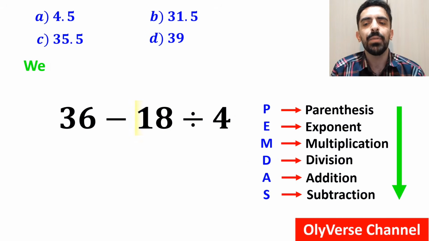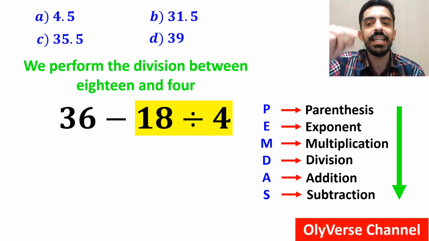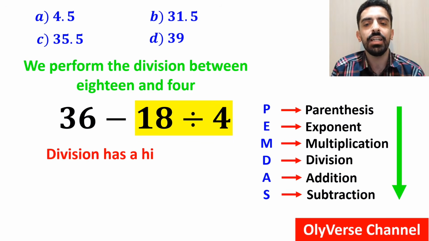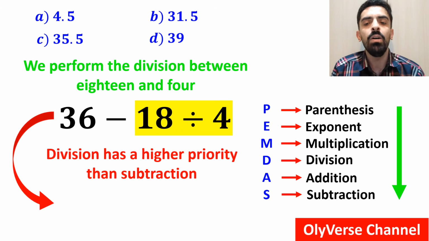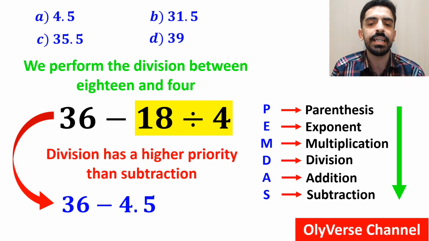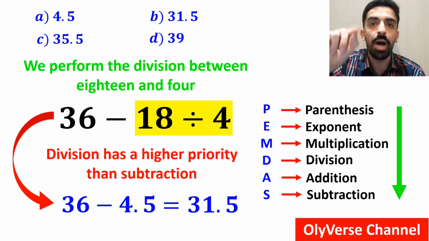And the final step, we perform the division between 18 and 4 because division has a higher priority than subtraction. So, this expression simplifies to 36 minus 4.5, which finally gives us the answer 31.5.